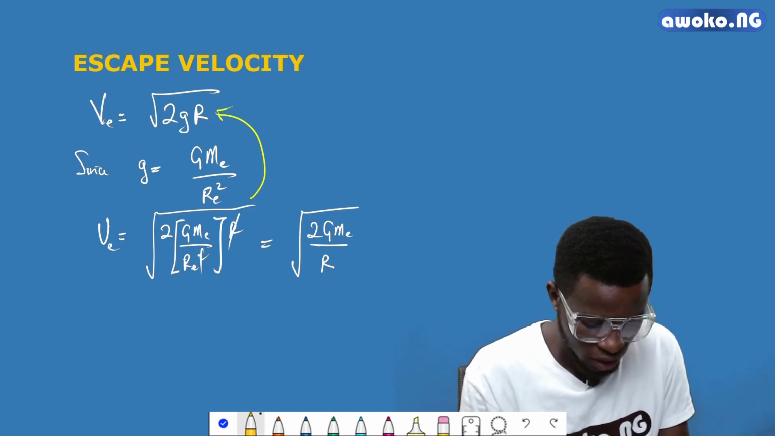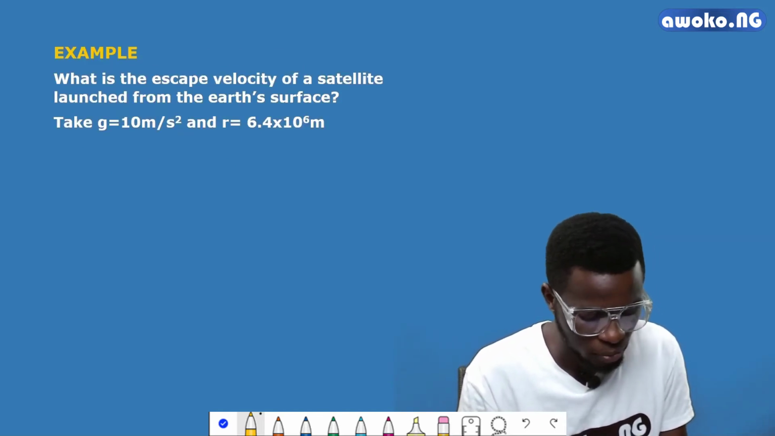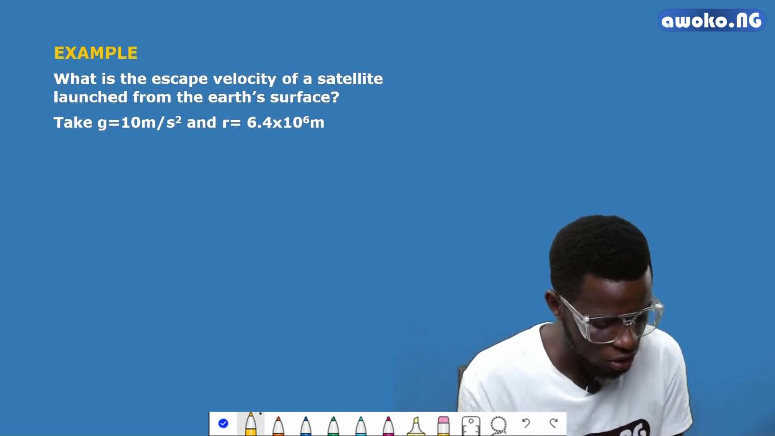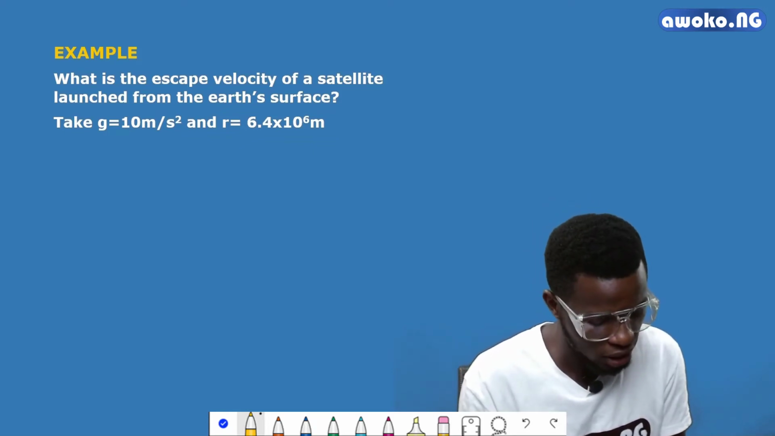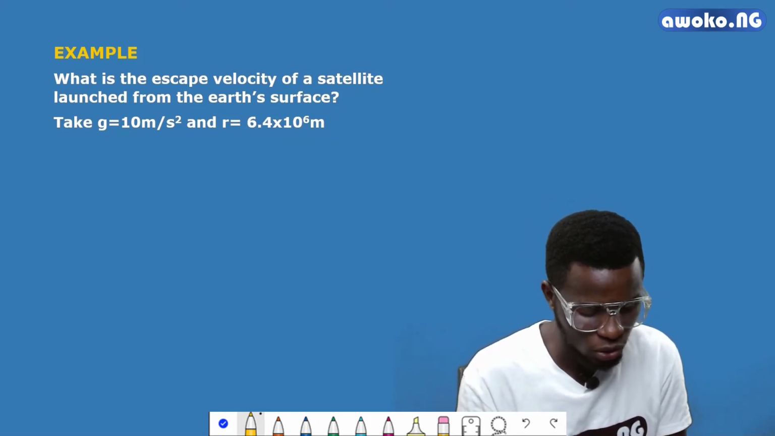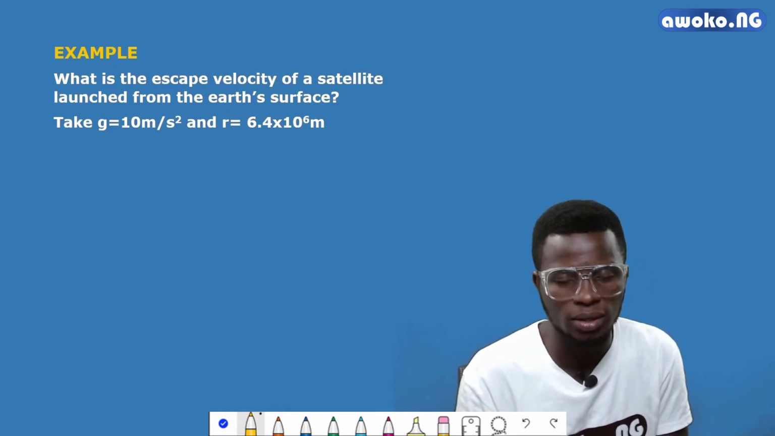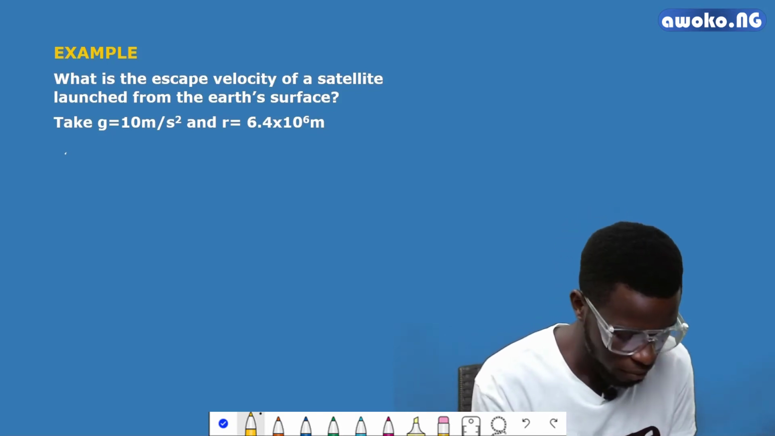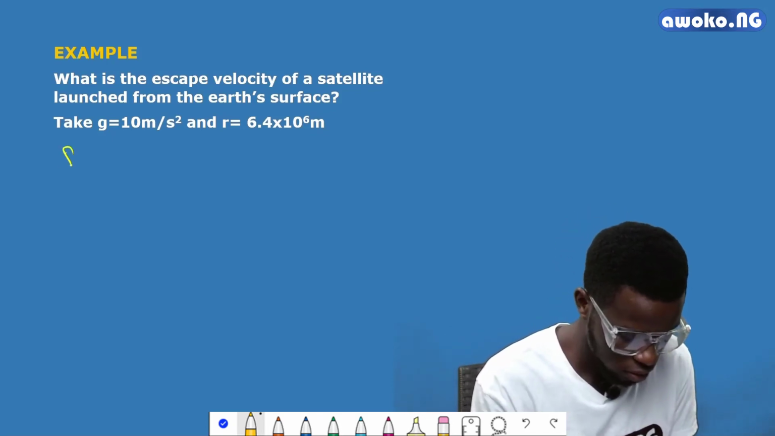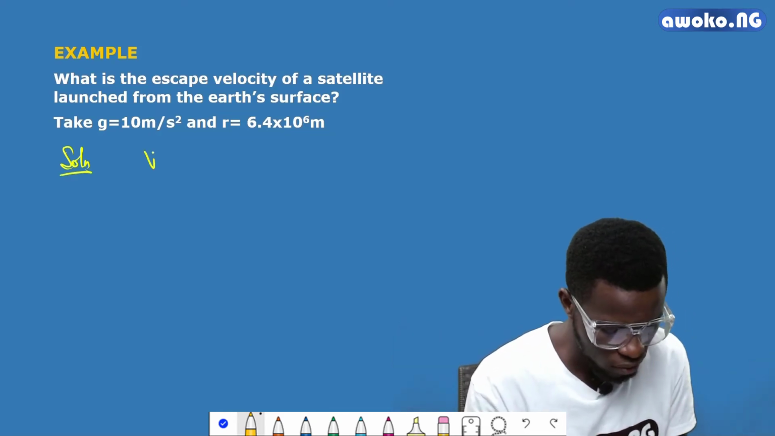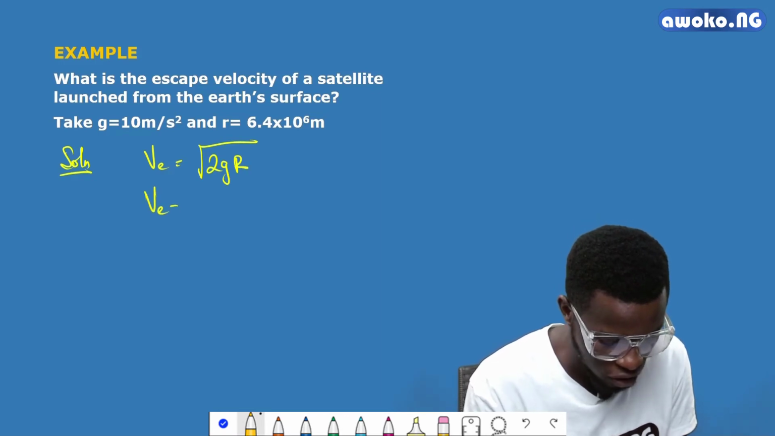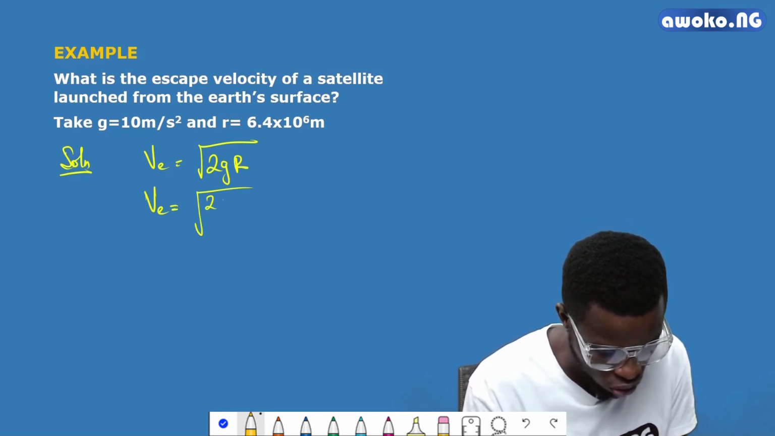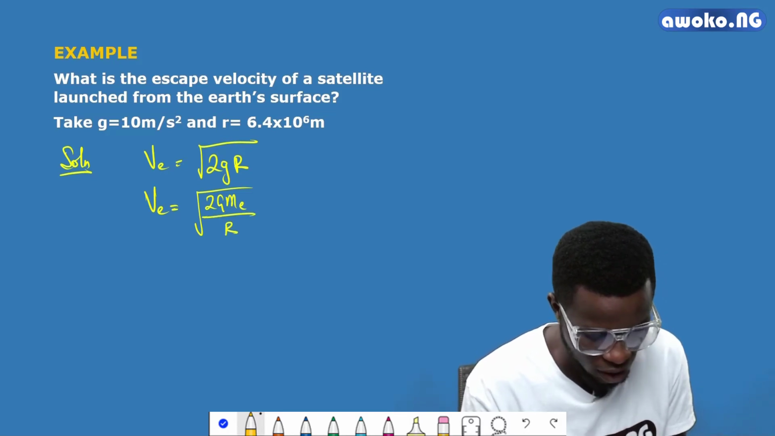So let us see a practical example. We are asked to find the escape velocity of a satellite launched from the Earth's surface. Take g to be equal to 10 meters per second squared and R to be equal to 6.4 times 10 raised to the power 6 meters. Remember, to solve this, we know that VE is either equal to the square root of 2gR or VE is equal to the square root of 2GMe all over RE.